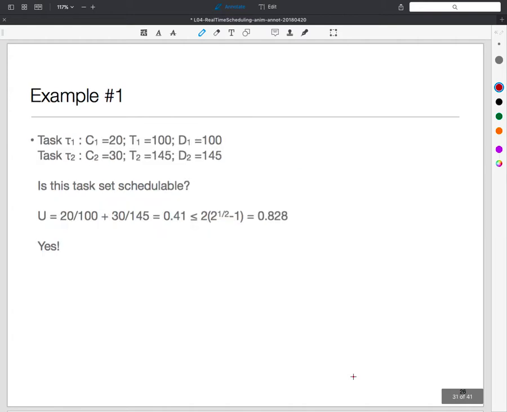Okay, so let's take an example. Let's say I gave you these two tasks, each with a period, deadline, and some computation time, and is this task set schedulable? So I calculate u, which turns out to be 0.41, and for n equal to 2, that expression is 0.828, and so u is very much lower, so yes, it is schedulable.